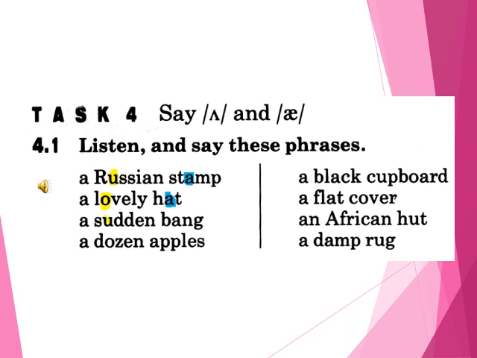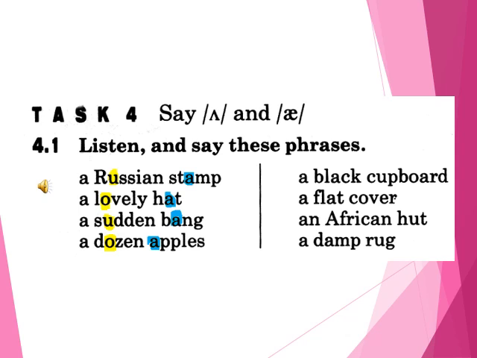In the next one, you have sudden with central A. And the second word contains the A sound. Bang. In the next one, you have dozen. This is A, central A, not dozen, okay? Be careful. This is dozen with central A. And the second one is apples, with front A.